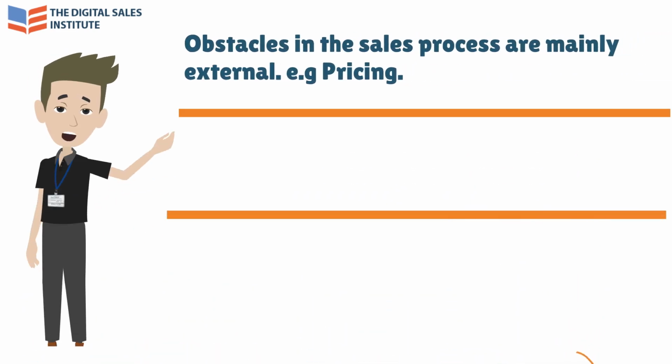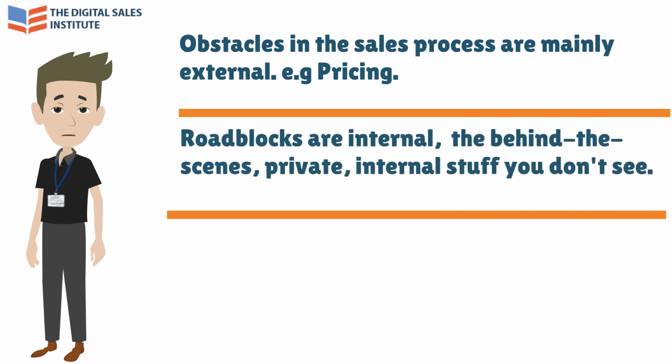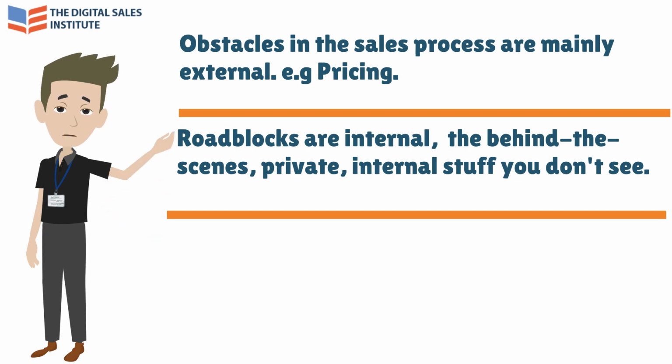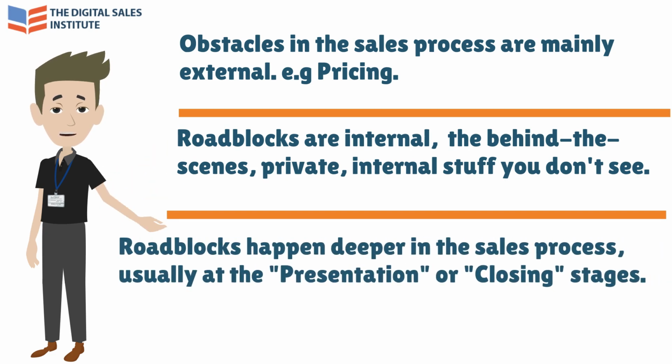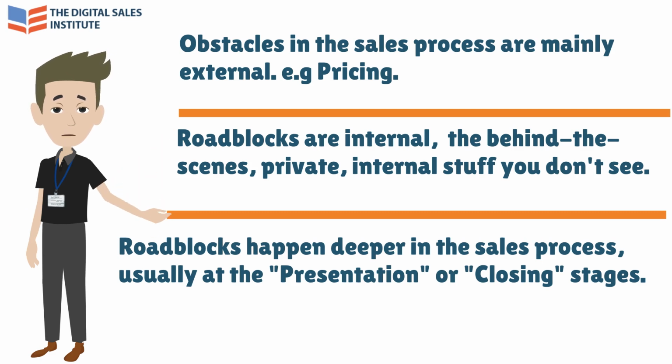Obstacles are different from roadblocks. Obstacles in the sales process are mainly external, e.g. pricing, while roadblocks are internal, the behind-the-scenes, private, internal stuff you don't see. Roadblocks usually happen deeper in the sales process, usually at the presentation or closing stages. When the buyer group has formed and the more serious yes commitments need to be given.